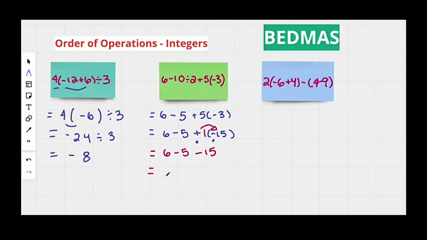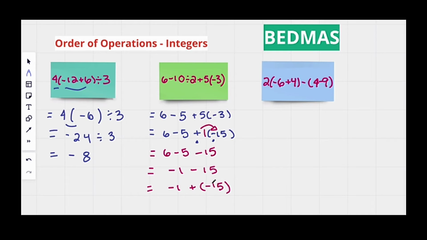Okay, now we can continue with our subtraction. So we've got 6 minus 5, which is negative 1, and we bring down the rest. So notice how we're doing step by step. Okay, so now we've got a negative minus a negative. And what did we say about subtracting integers? Before we continue, we've got to switch the sign. So this becomes negative 1 plus negative 15.